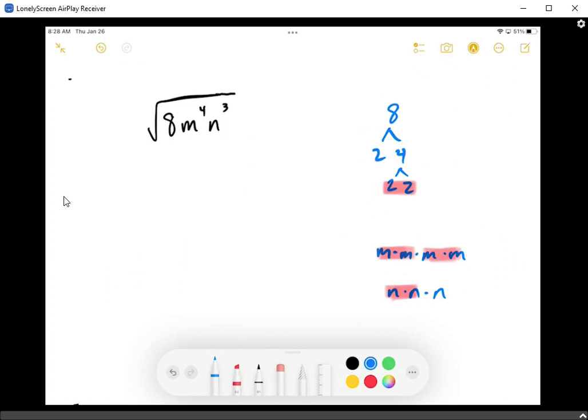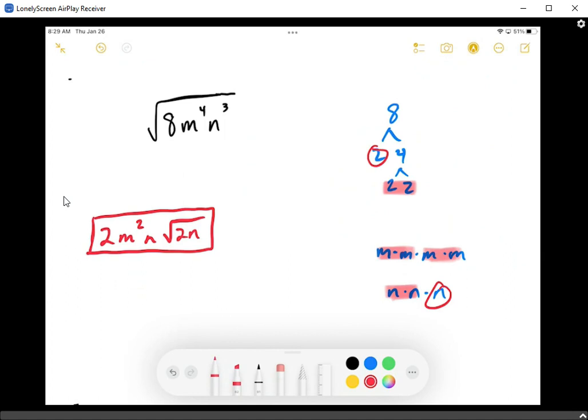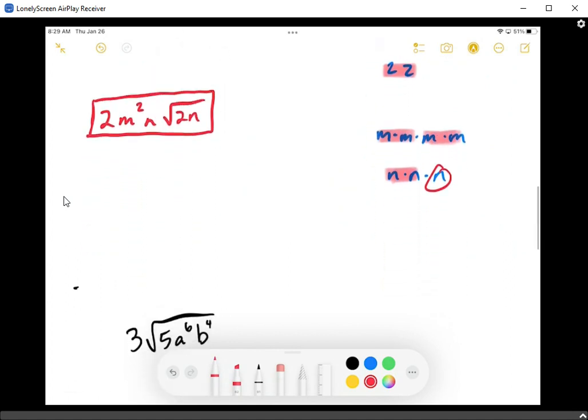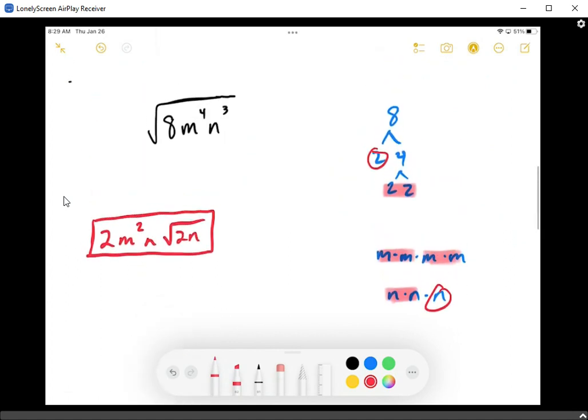Okay, so let's get all of those highlighted pairs out in front. We've got 1, 2. We've got 2 sets of m's. We've got 1 set of n. And then our leftovers: we've got 1, 2, and 1 n. All right, so there's that one.